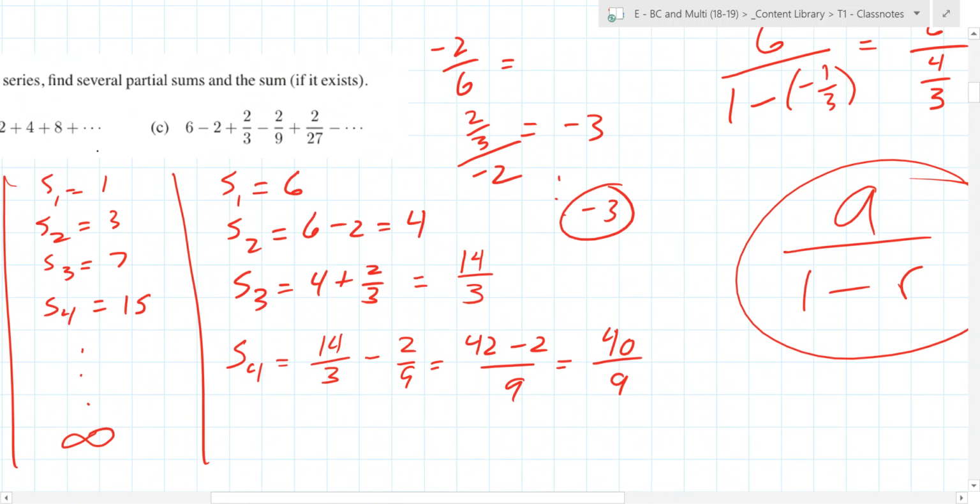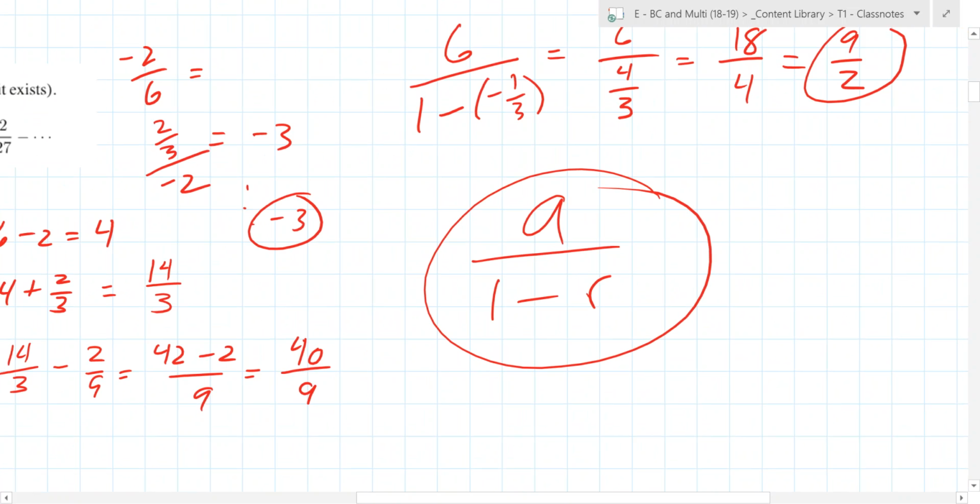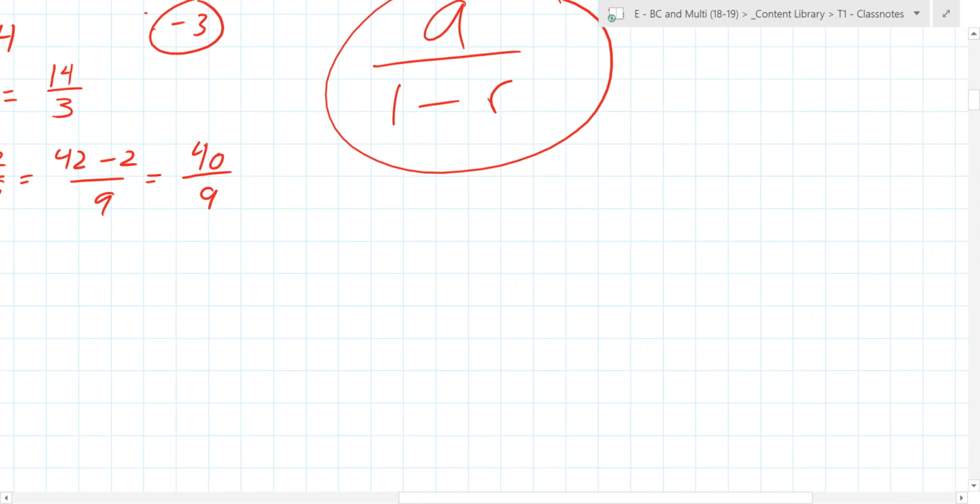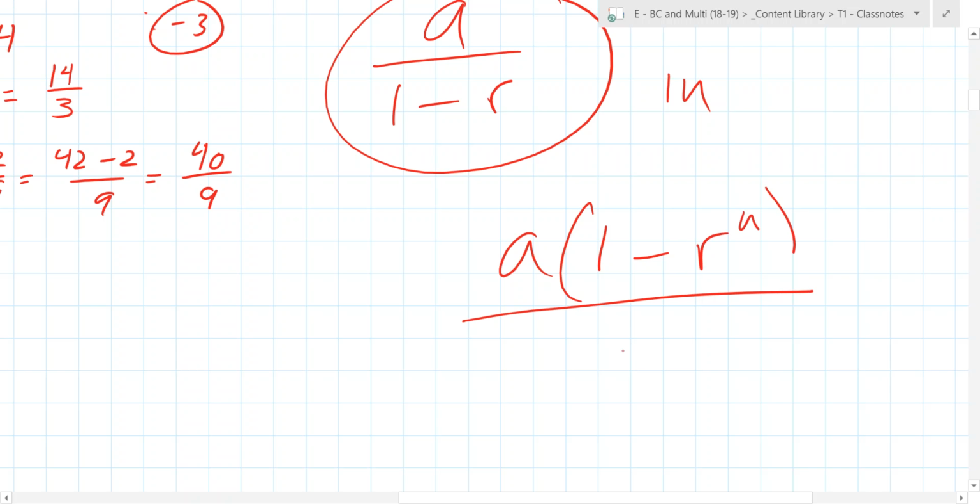So this one was for an infinite geometric series. There was another formula that you have to memorize. It's got to be just like the quadratic. It's got to be kind of burned into your skull. What's the one for finite? Do you remember? Yeah. 1 minus r over 1 minus r.